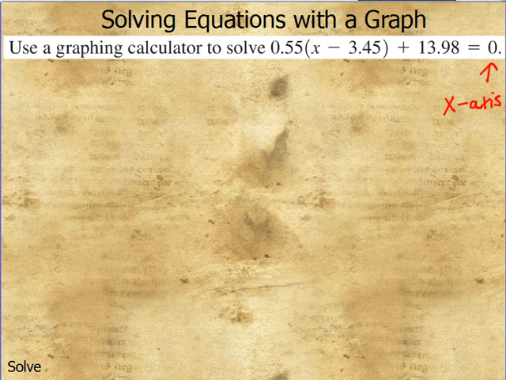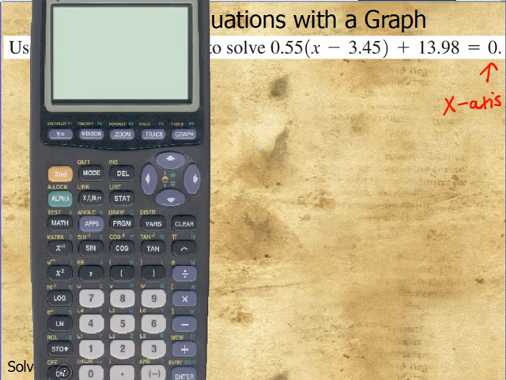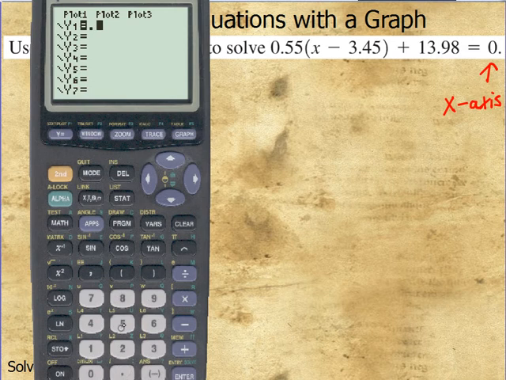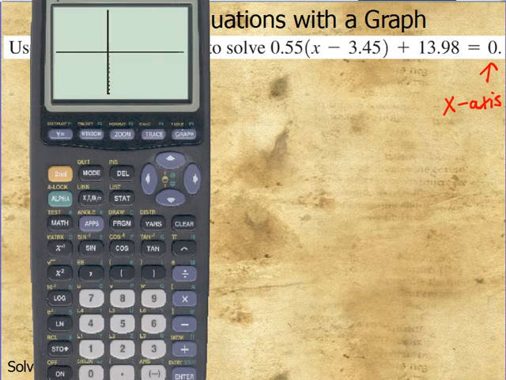The line y equals 0 represents your x-axis. So what am I looking for here? I'm looking for pretty much where this crosses this, or where this crosses the x-axis. So this is actually an easier way to solve these. Let me go ahead and type that in. Have y equals. Just type it in as is, x minus 3.45 plus 13.98. And you don't have to graph y equals 0.